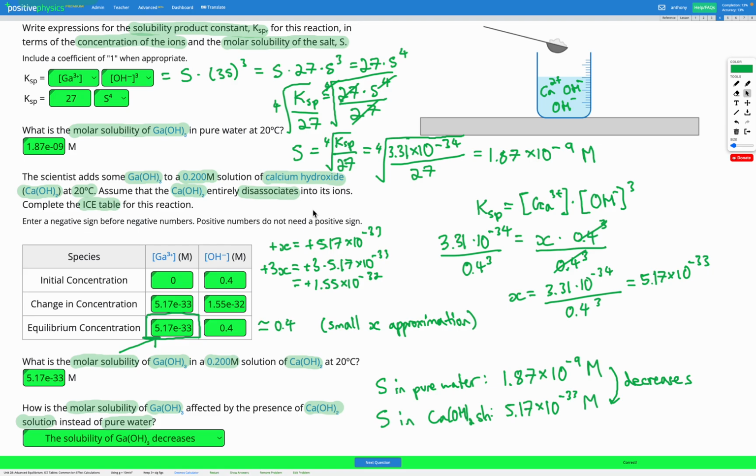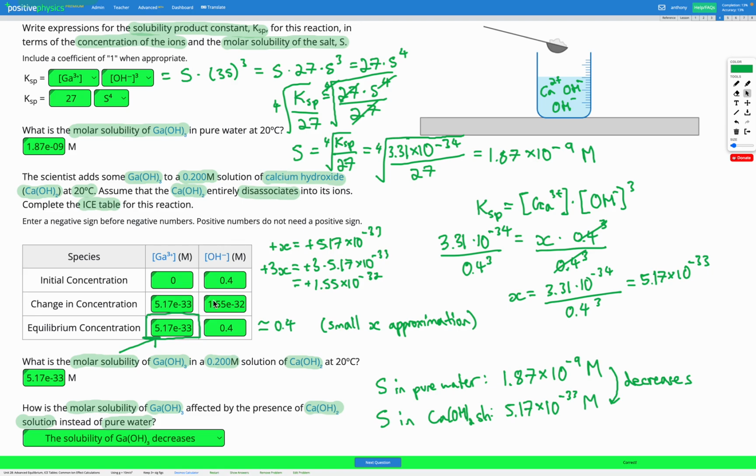So just to summarize what we did here, we started by finding expressions for our solubility product constant, KSP, in terms of both the concentrations of the ions and the molar solubility of our salt. Then we calculated the molar solubility using the KSP value provided in the question. Next, we started thinking about adding that salt to a solution that contained a common ion. So first we needed to figure out the concentration of the common ion using the concentration of the solution.